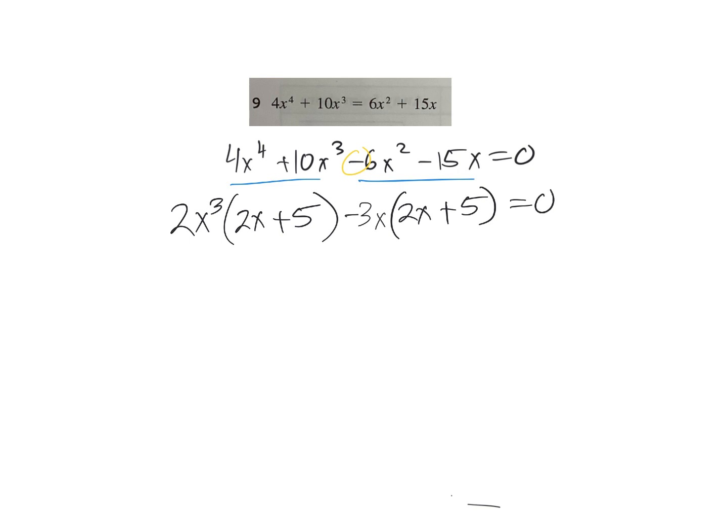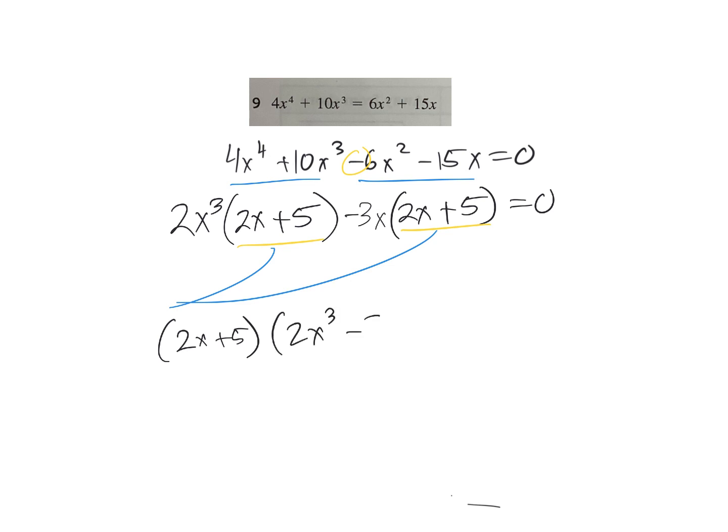And again, these have to be the same, otherwise factor by grouping doesn't work. So now let's factor that out. And so 2x plus 5 is factored out in front, and we're left with 2x cubed minus 3x. And so you see now, you have two things here. 2x plus 5 equals 0, or 2x equals negative 5, divided by the 2. So negative 5 halves is one of the 4 answers.